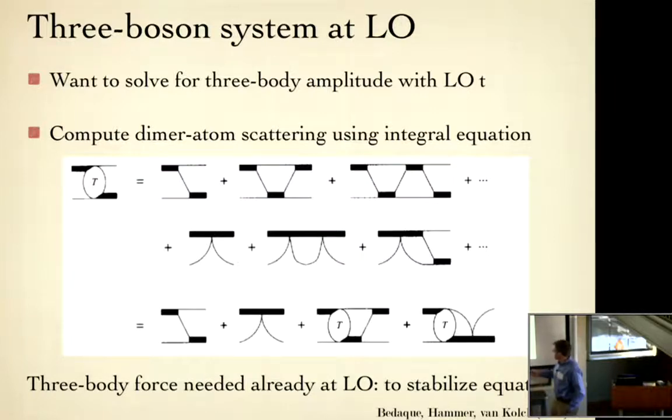So to stabilize this equation, we add an atom-dimer contact interaction. So this means introducing another parameter into the theory. You add an atom-dimer contact interaction, and then you solve the integral equation where the interaction is given by a long-range potential due to the exchange of an atom between dimers, and a short-range potential, which is the contact interaction between the atom and the dimer.